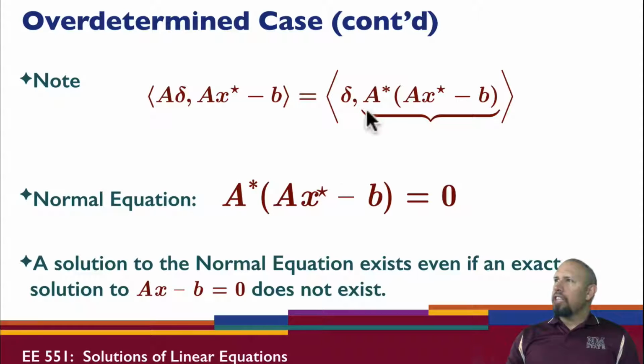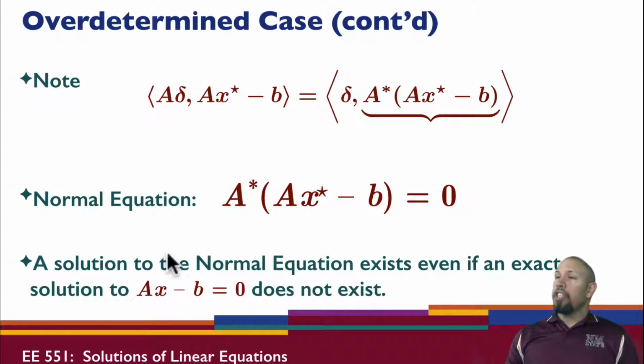The normal equation says that this quantity is equal to 0. And so the theorem that establishes the solution for the overdetermined case requires the normal equation to be satisfied. And we're going to show that a solution to the normal equation exists.